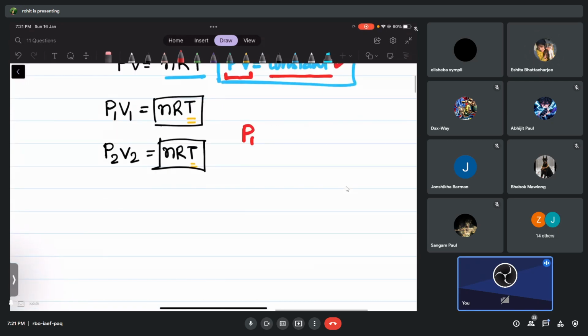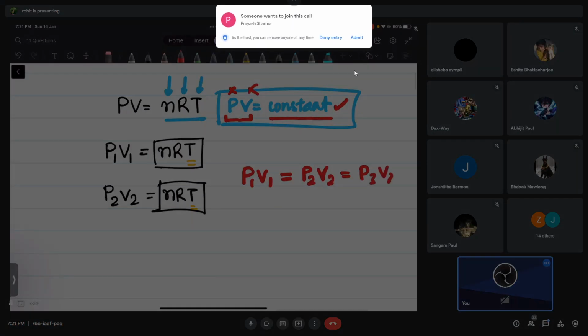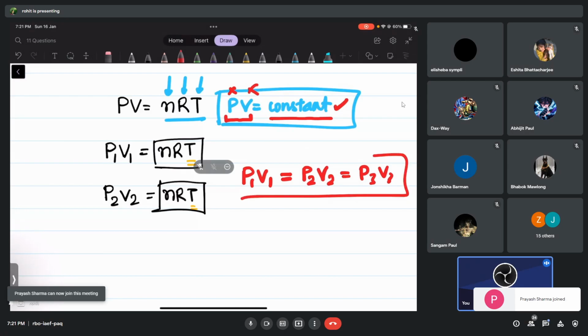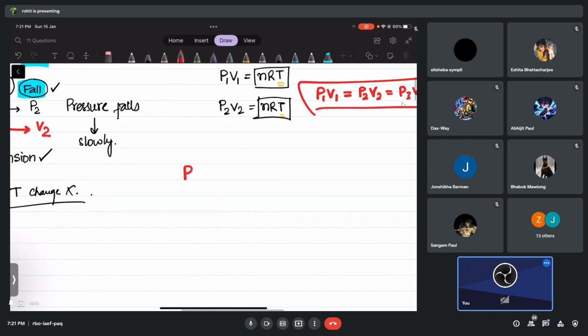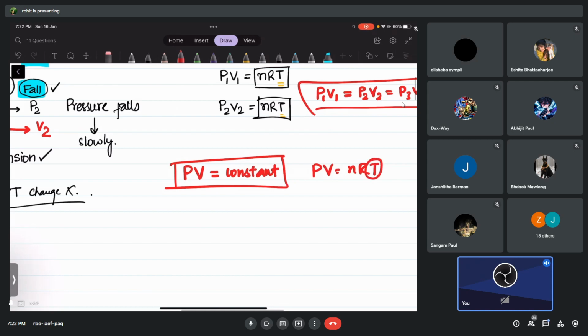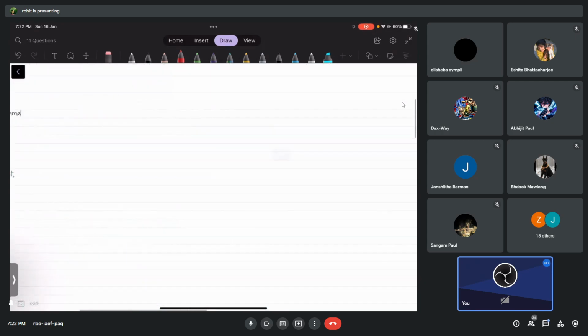It means that the product of pressure into volume at any time will be equal to the product of pressure and volume at any later time. I can do it for any time I want. So don't forget, in an isothermal process you are always going to write that the product of pressure and volume must be a constant. How do we get it? PV equals nRT. If temperature is constant, everything on the right hand side is a constant, so the product of pressure into volume is constant.